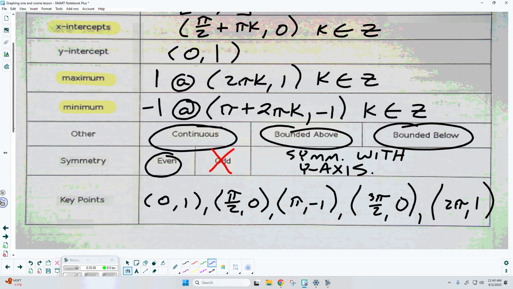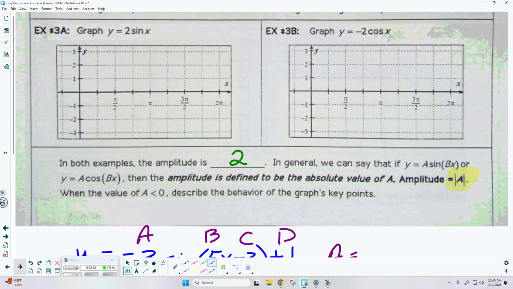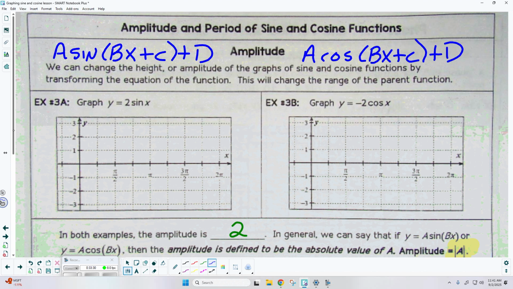Okay. Well, now that we know a little bit about what sine and cosine are going to look like, let's start getting into some features here. Remember, our goal was to transform these. This is what we want to get to: a sine of bx plus c plus d, a cosine of bx plus c plus d.